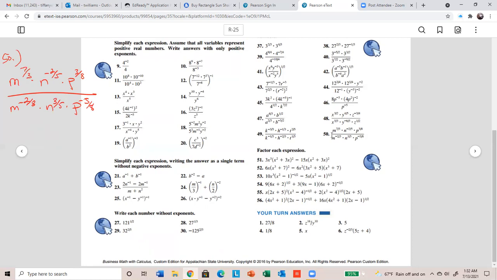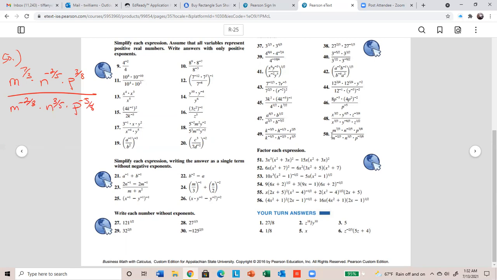Looking at this problem, the first thing that I noticed is I don't have the same base on the top. I've got an m, an n, and a p, which means I can't do any work together on top. Same thing on the bottom. But I do have an m and an m on top and bottom, an n and an n, and a p on top and bottom. So that's how I'm going to attack this problem.